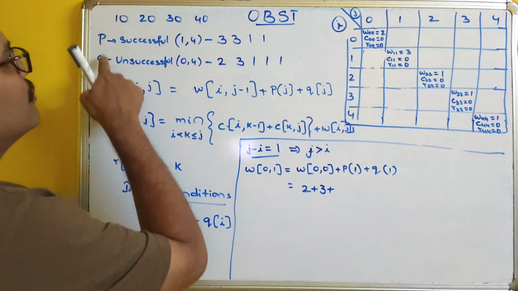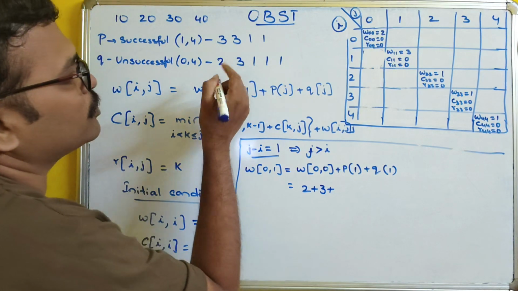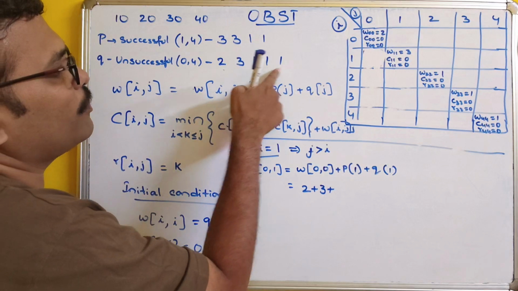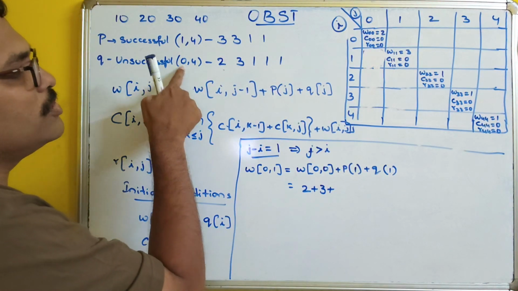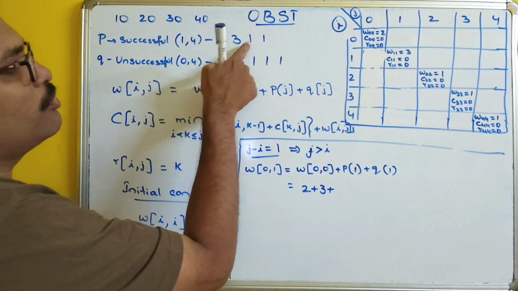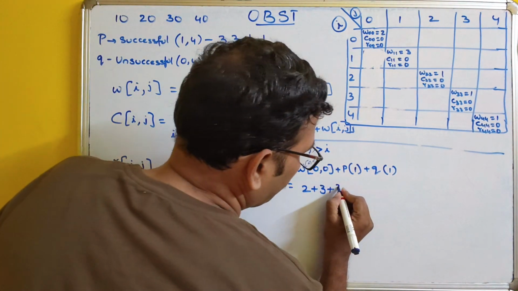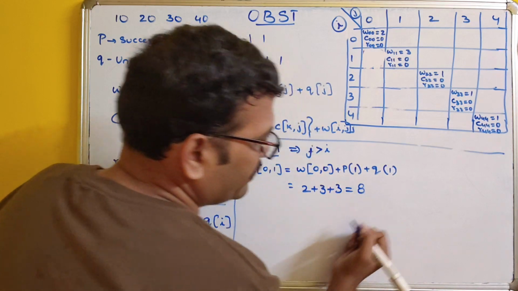Q of 1. Q of 1 is this one. So this starts with 0, right? So this is 0, 1, 2, 3, 4. That's why I have written a key here 0 to 4, and here 1 to 4, 1, 2, 3, 4. So Q of 1 means this one, 3, which is nothing but 8.